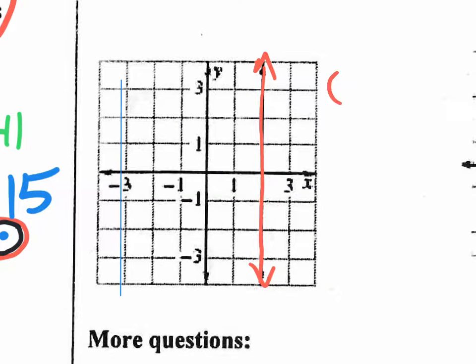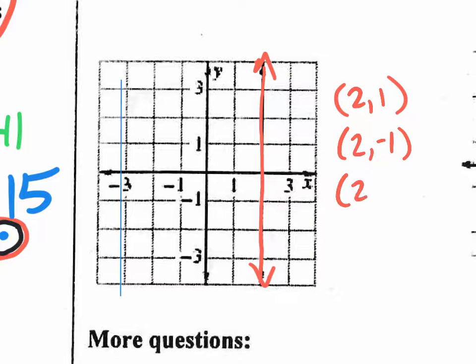Well, what are some coordinates of that red line? 2, 1. 2, -1. 2, 0. 2, whatever you want, right? 2, 3. Now, what's happening with the inputs and outputs?